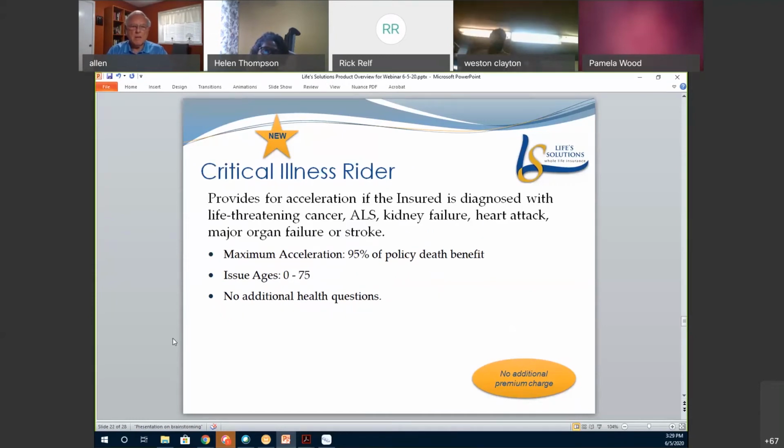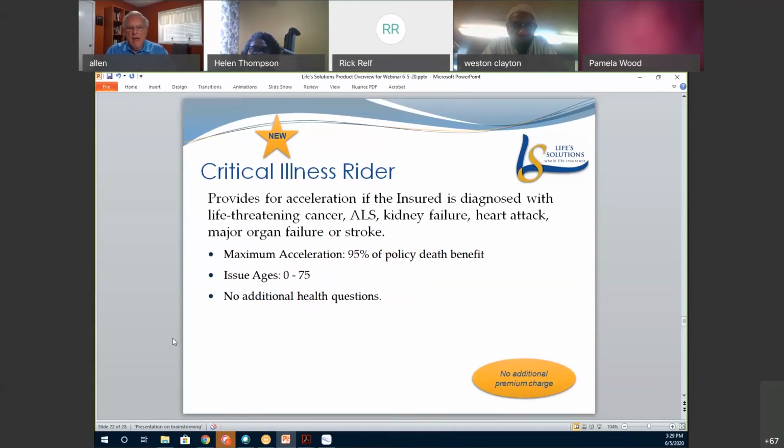Okay, this is the critical illness rider. This is one where they could access funds from their policy if they've been diagnosed with a life-threatening cancer, they have ALS, Lou Gehrig's disease, kidney failure, heart attack, major organ failure, or stroke. Again, you could take upwards of 95% of the death benefit. This is available on issue ages 0 to 75. There are no additional health questions. And again, no additional premium charge.